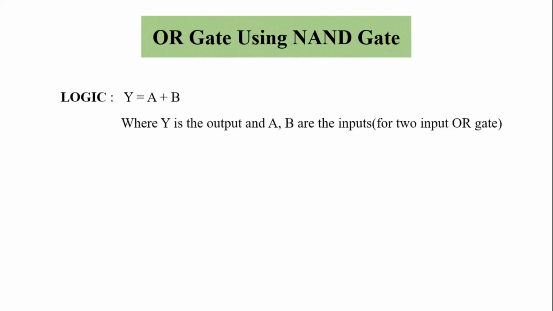Now we will make OR gate using NAND gate. Logic of two input OR gate: Y equal to A plus B, where Y is the output and A, B are two inputs.